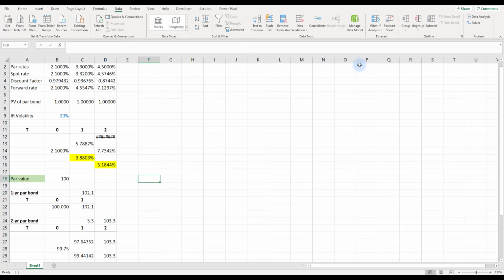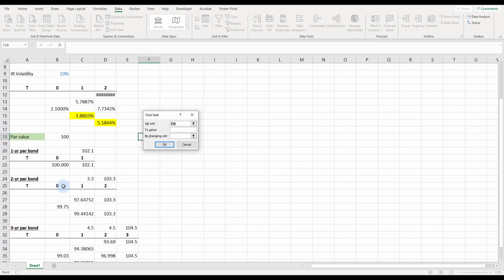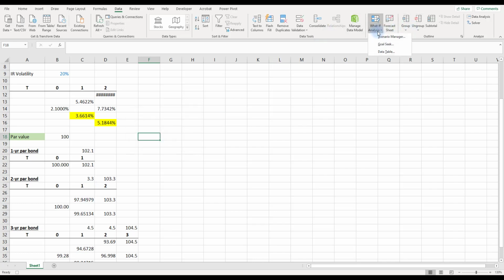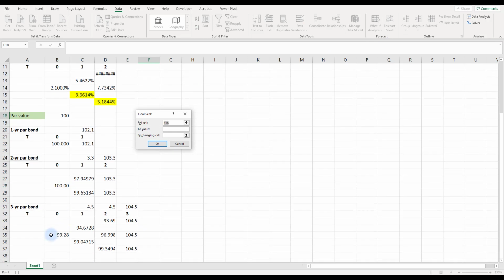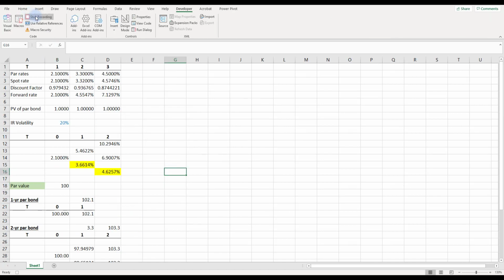So I'll click on the data tab, click on what-if analysis, click on goal-seek, and make sure that I change the value for the 2-year par bond here to be equal to par 100 by changing the cell in C15. Click OK. Once done, I will proceed to do it for the next one, which is for the 3-year par bond in cell B35. Set this to 100 by changing the cell in D16. Then click OK. Once we are done, we'll stop the recording.